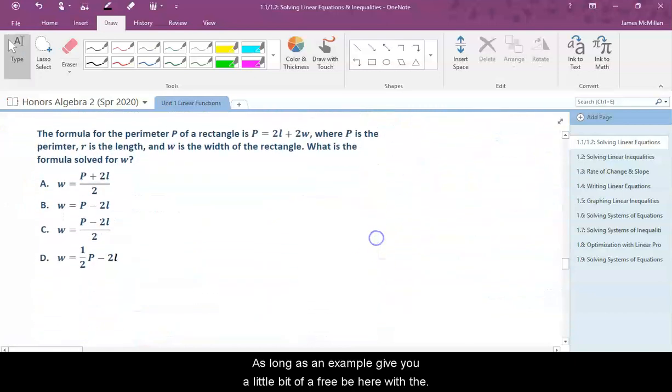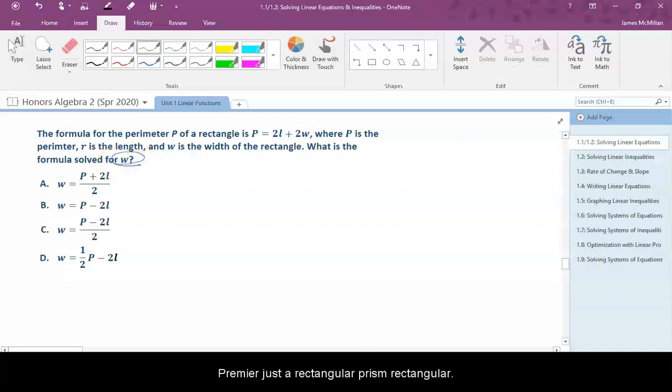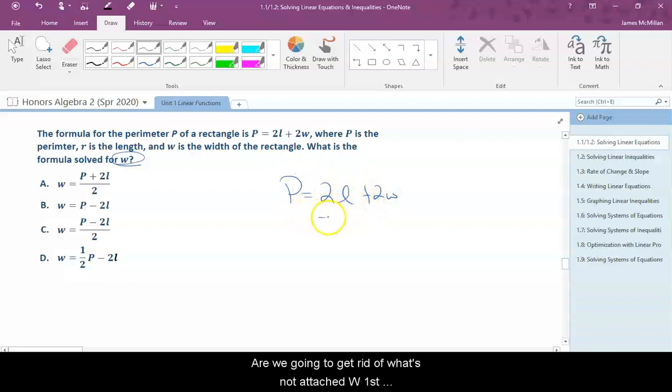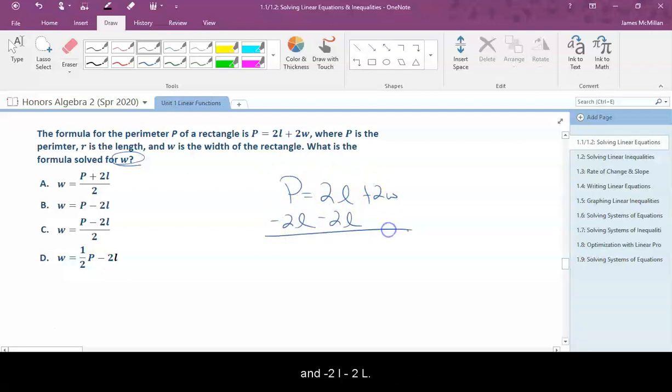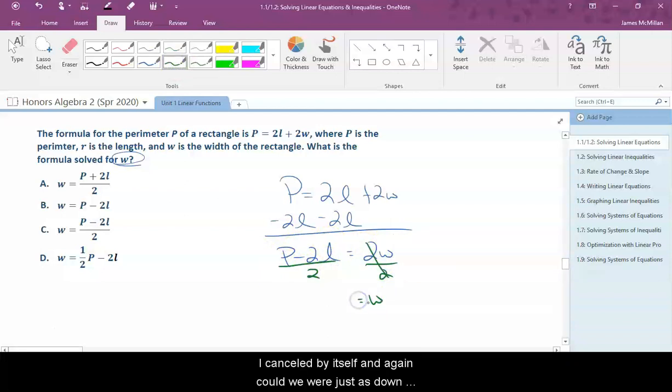As we look at the next example, I gave you a little bit of a freebie here with the 4 options, but when we're solving the perimeter, we're solving for W in this case. Perimeter of just a rectangular shape. Solving for the W, remember we want to get rid of what's not attached to W first, so minus the 2L, minus the 2L. So P minus 2L is equal to 2W. And then we can divide both sides by the 2. That cancels there. So we do get our W by itself.